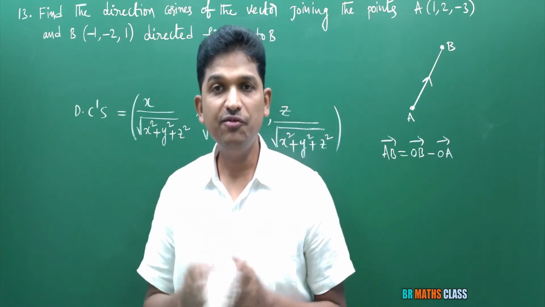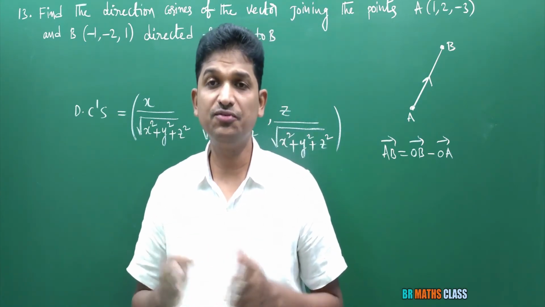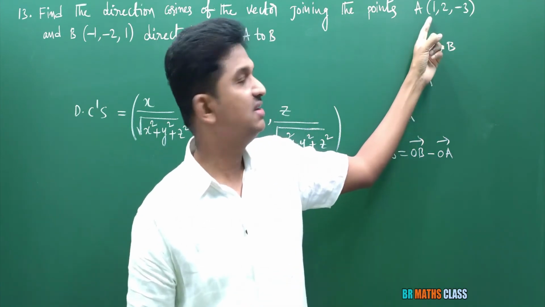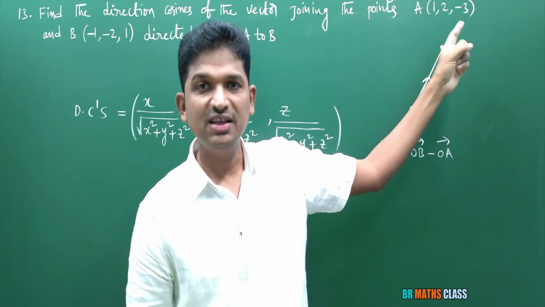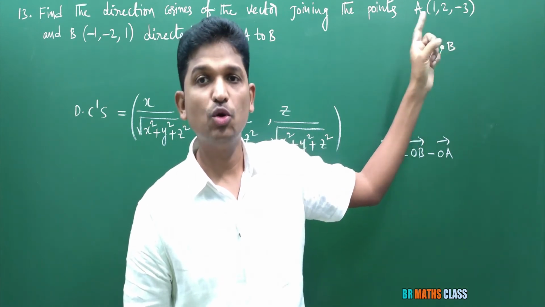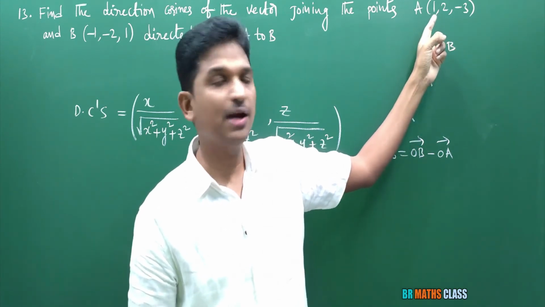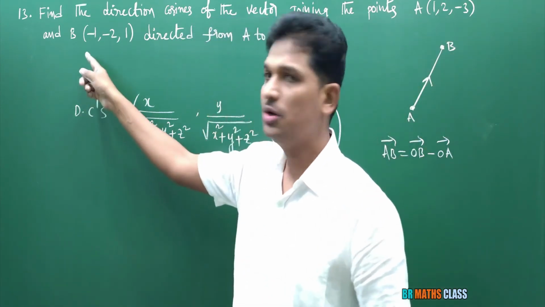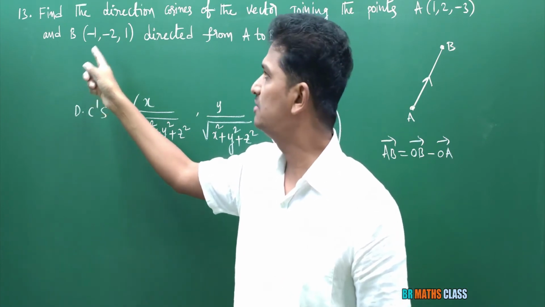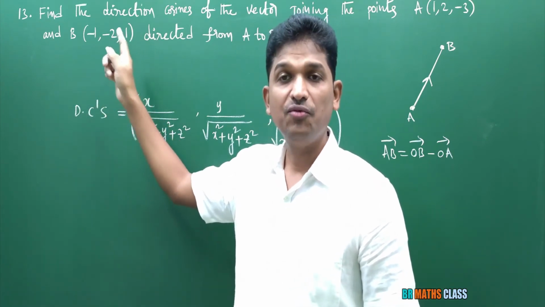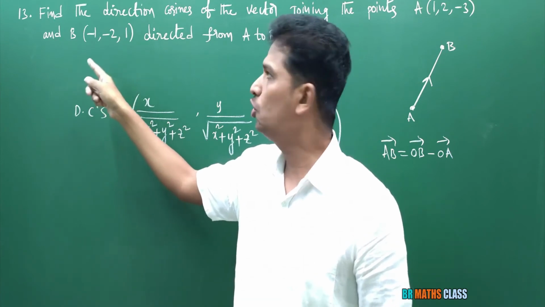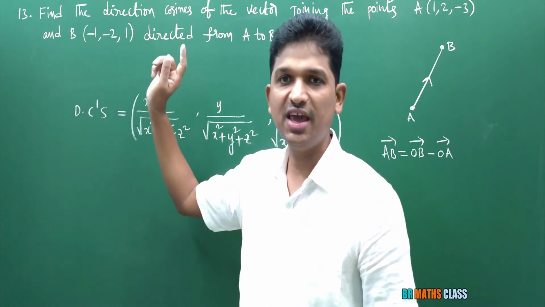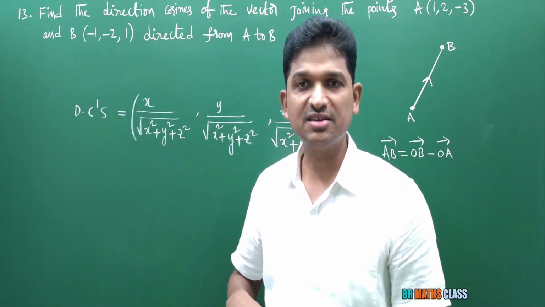We know that every point can be expressed in terms of its position vector. In the last class also we discussed this. If the point A is 1, 2, minus 3, then from this we can write OA bar. What is OA bar? OA bar is I cap plus 2j cap minus 3k cap. Similarly, as they have given point B as minus 1, minus 2, 1, from this you can write OB bar. What is OB bar? OB bar is minus I cap minus 2j cap plus k cap. This we already learned in earlier classes also.